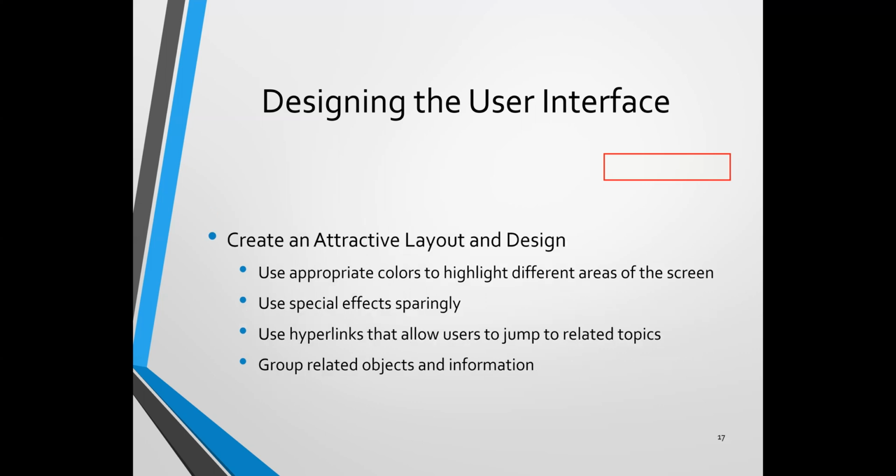The next thing that you have to do for designing the user interface is to create an attractive layout and design. In order to do that, try to use appropriate colors to highlight different areas on the screen. That means if you want to highlight an area, you may use a color that is not fluorescent. It might be a basic color like blue, light blue, in different shades. And then you use special effects sparingly.